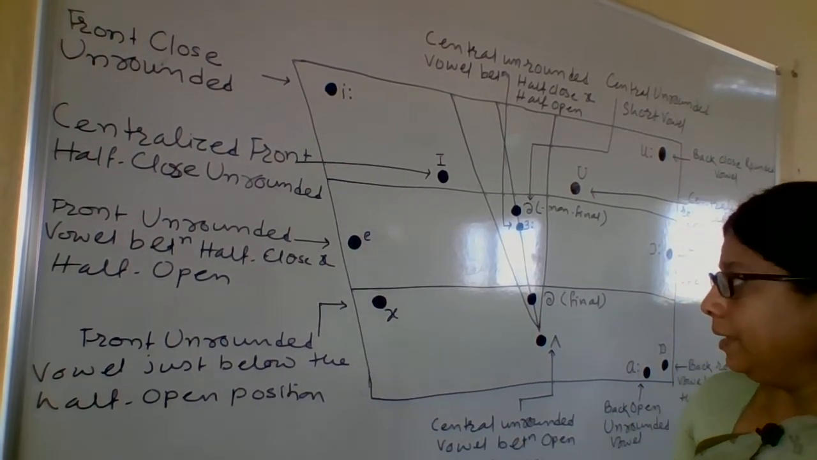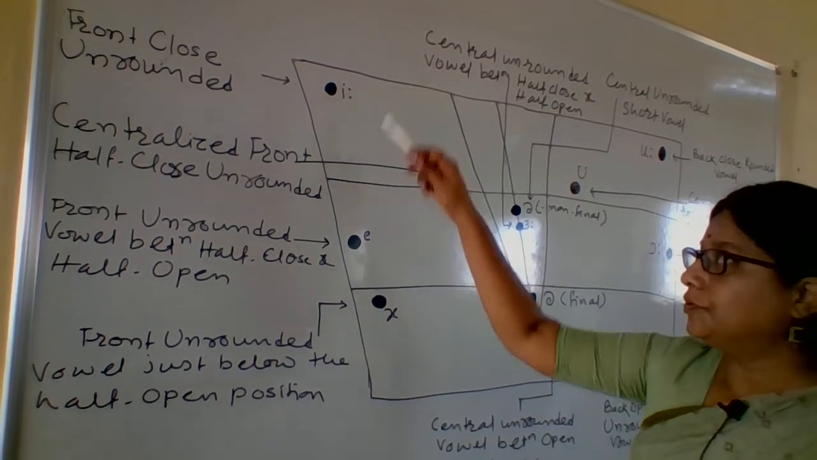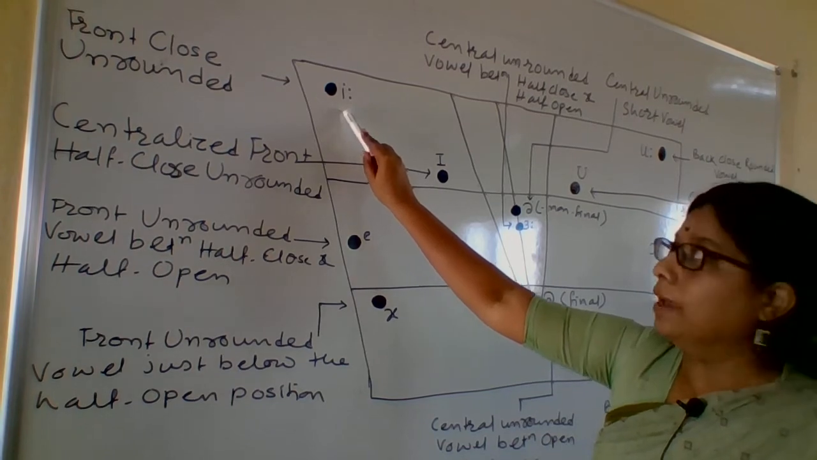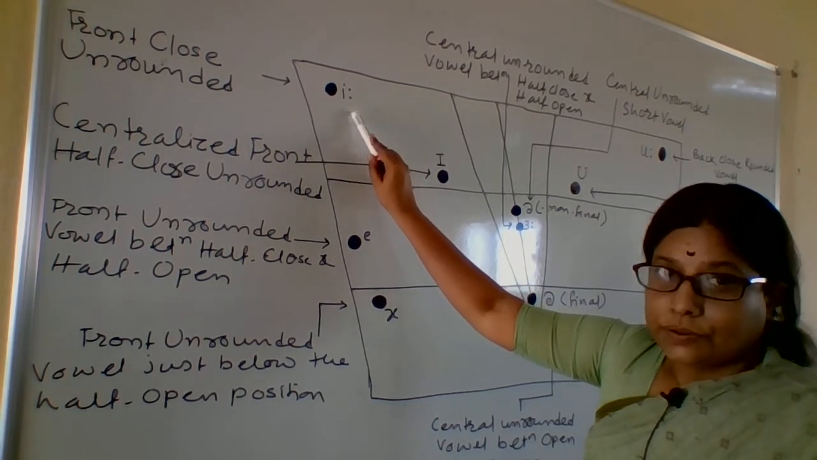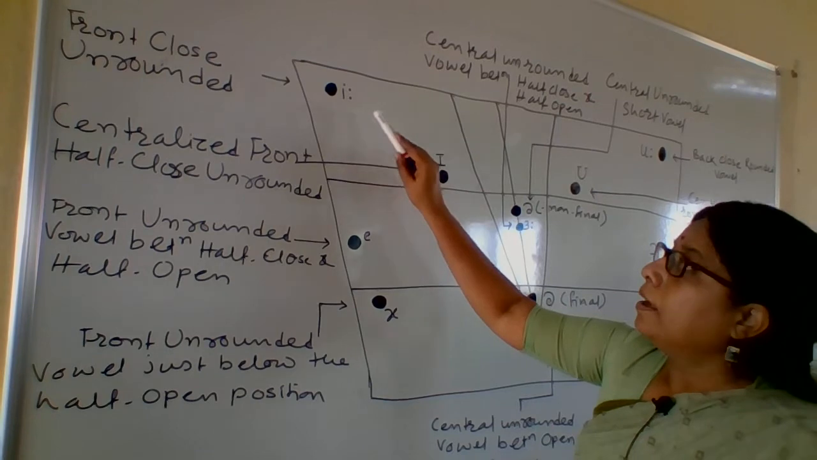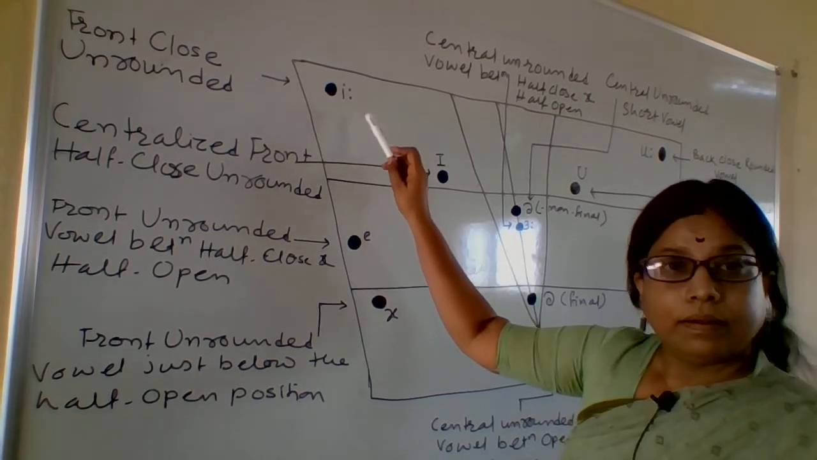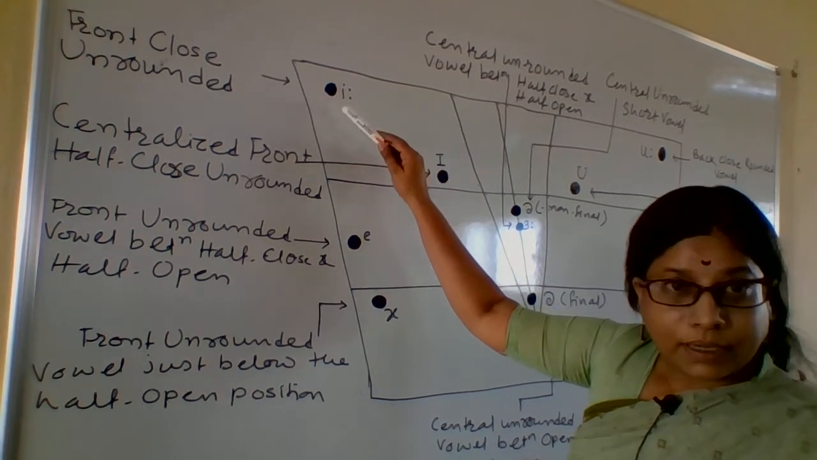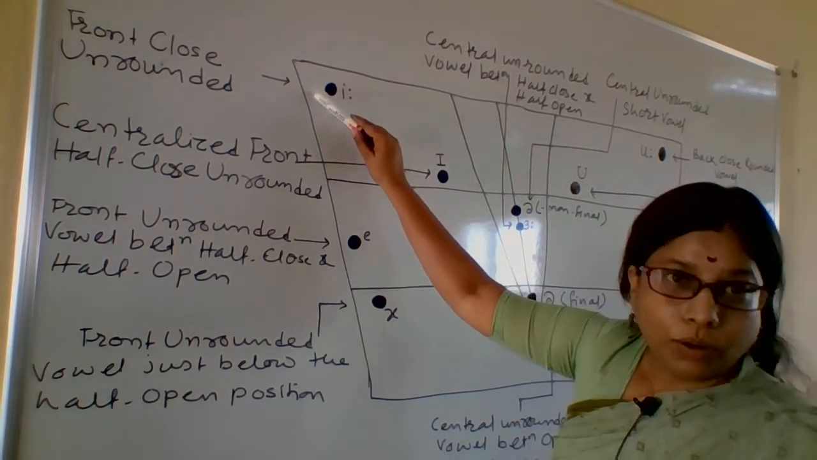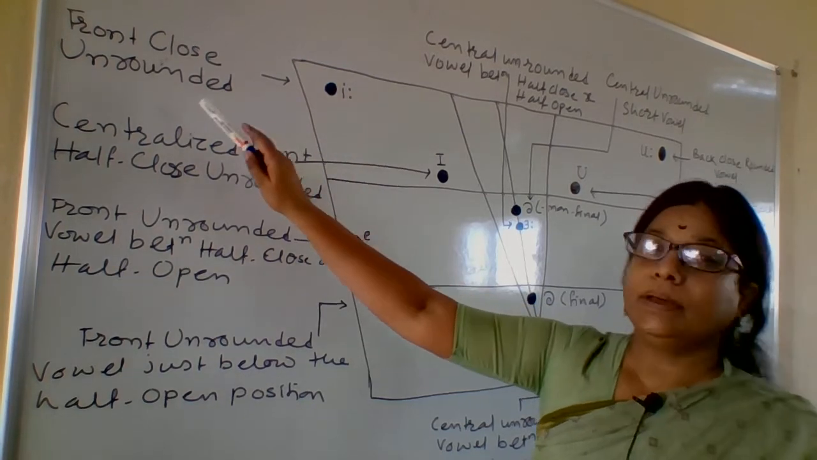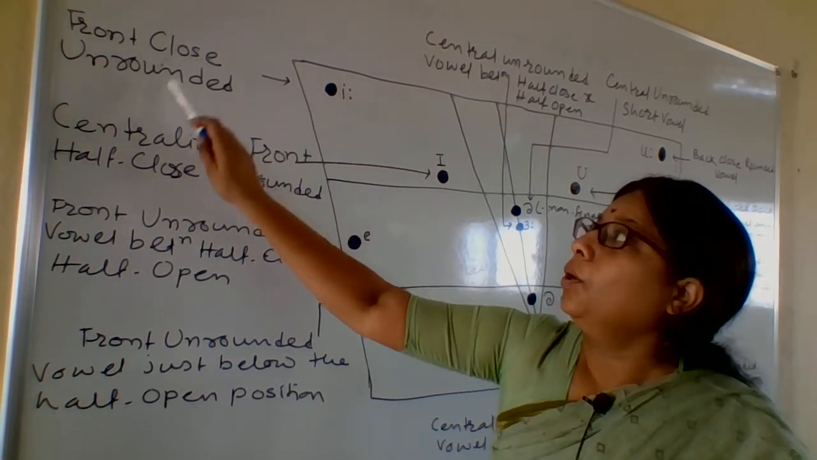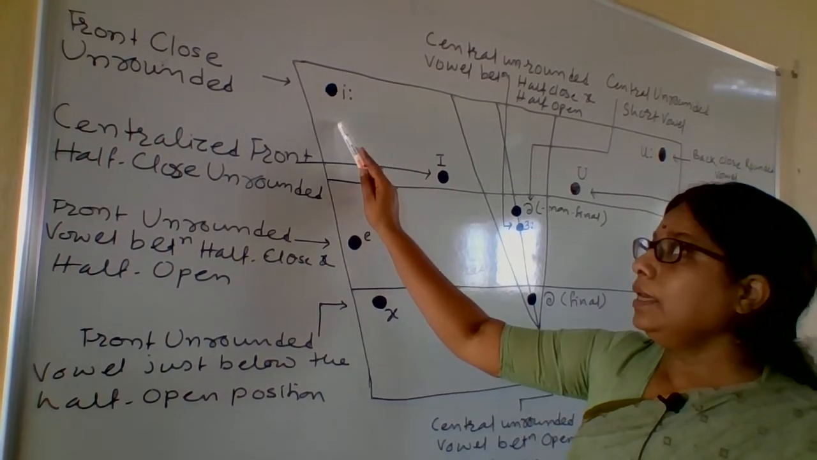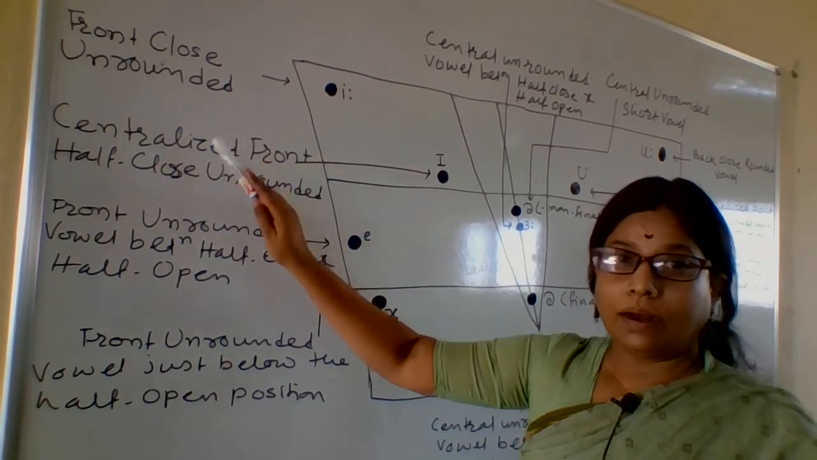Now for the production, let us start from the front vowels. This is long E. For the production of long E, the lips are unrounded. The front part of the tongue is raised to the close position. So the three-term label is: it's a front close unrounded vowel. Long E, I repeat, long E is a front close unrounded vowel.